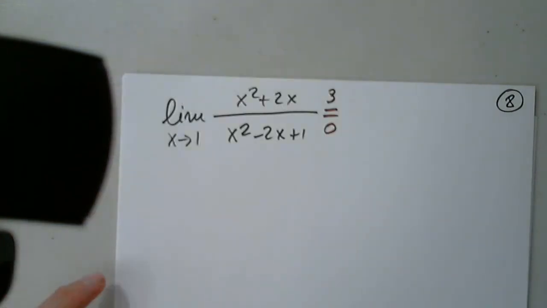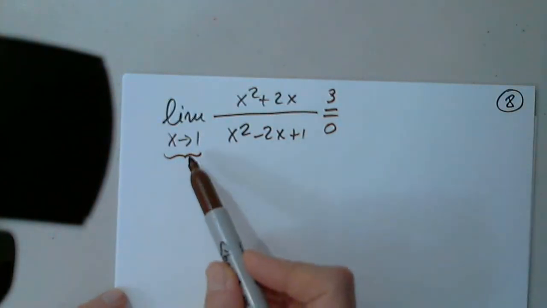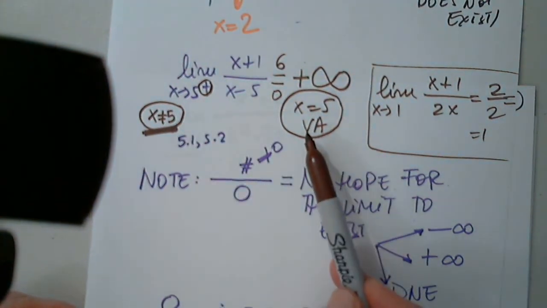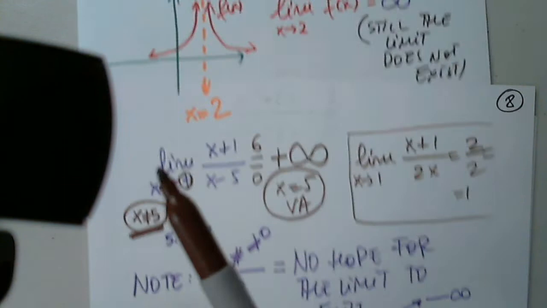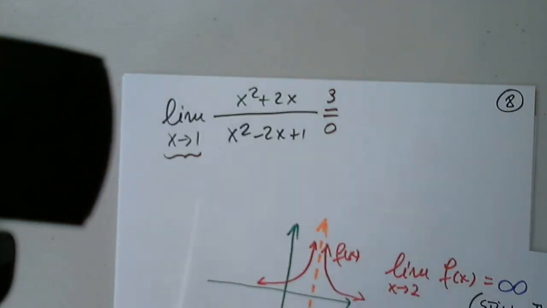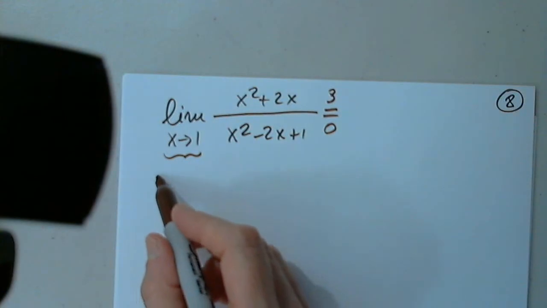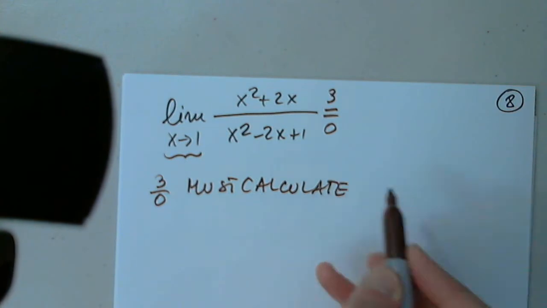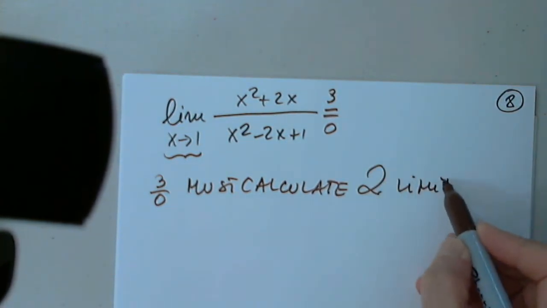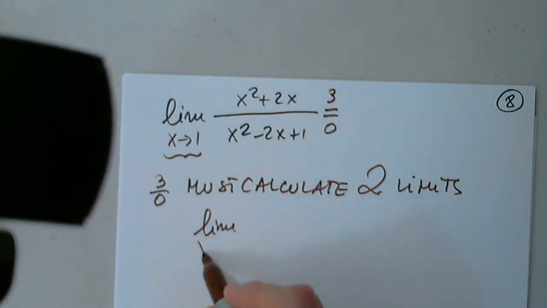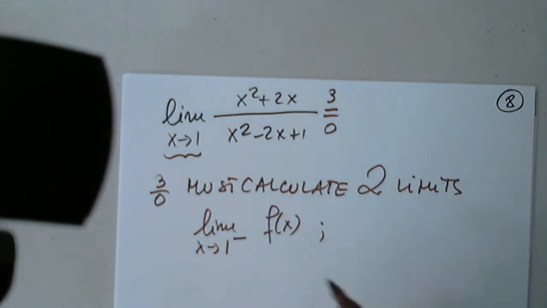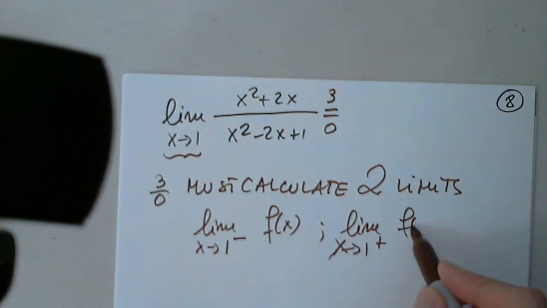Now, I realize that this limit is not as simple as this one. Why is it simple? Because it's only from the right. This one is from either side, which means I must calculate two limits. The limit as x approaches 1 from the left of this function. You know, lazy people don't want to write it again, like me. I'm kidding. And x approaches 1 from the right of this function.